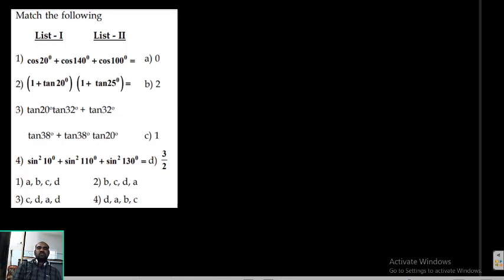Okay students, our next problem, matching type. List 1, list 2 given, we want to match. First one is cos 20 plus cos 140 plus cos 100.